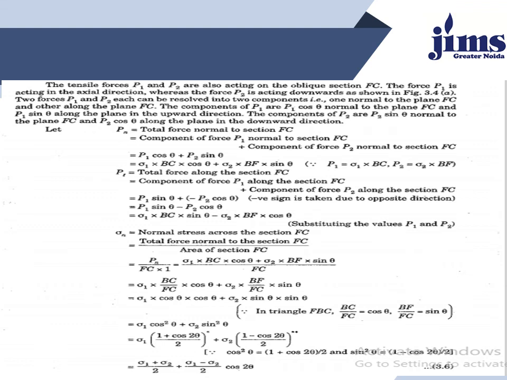So Pn, the total force normal to the section FC, is equal to the component of force P1 normal to the section FC plus the component of P2 normal to section FC. On solving this equation, the final expression of the normal stress is sigma 1 plus sigma 2 by 2 plus sigma 1 minus sigma 2 by 2 cos 2 theta.